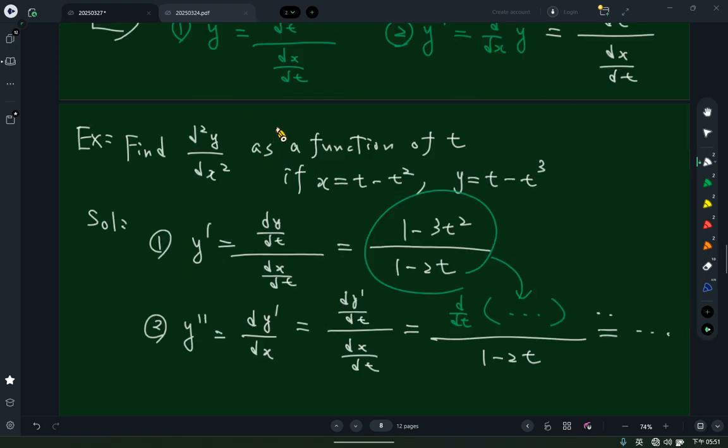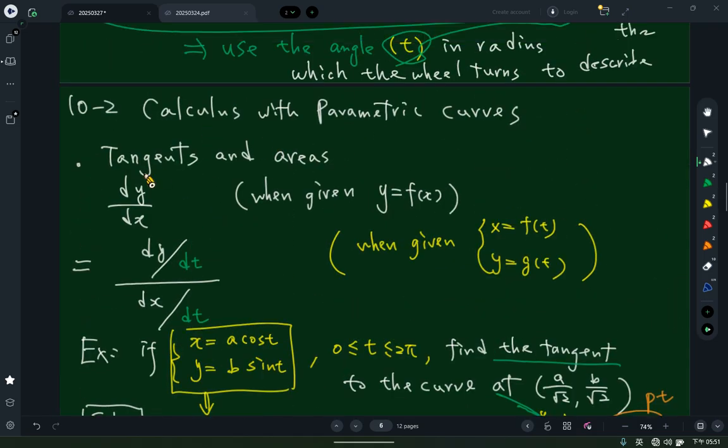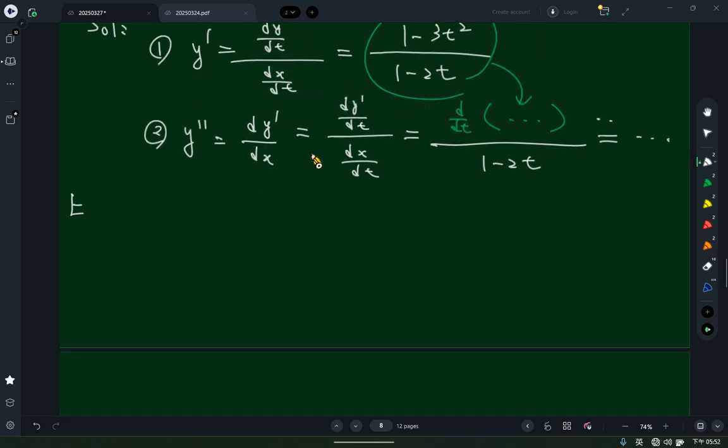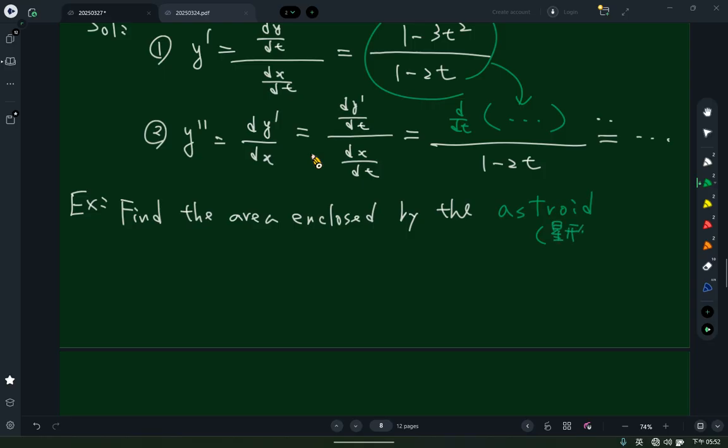This is about how to calculate the tangents based on the parametric equation. And then I will show you how to calculate area by using one example. So here I will show you another example: please find the area enclosed by the asteroid. Asteroid in Chinese is 星形线.